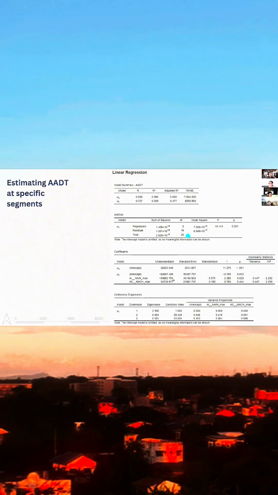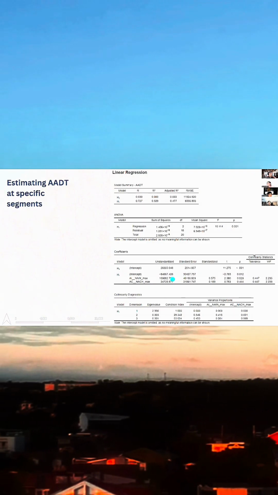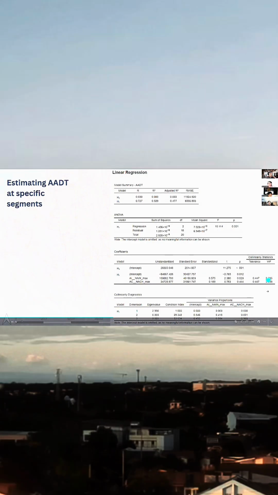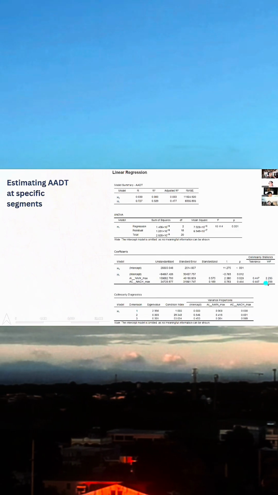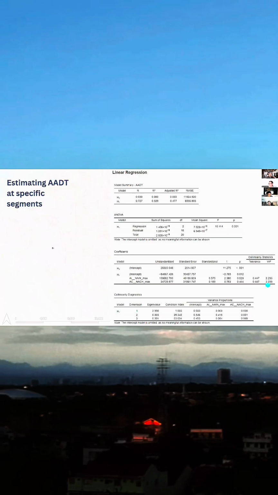And then we used that to do a linear regression. We got the unstandardized beta, or the coefficients and intercepts. We also did collinearity, and there's acceptable levels.